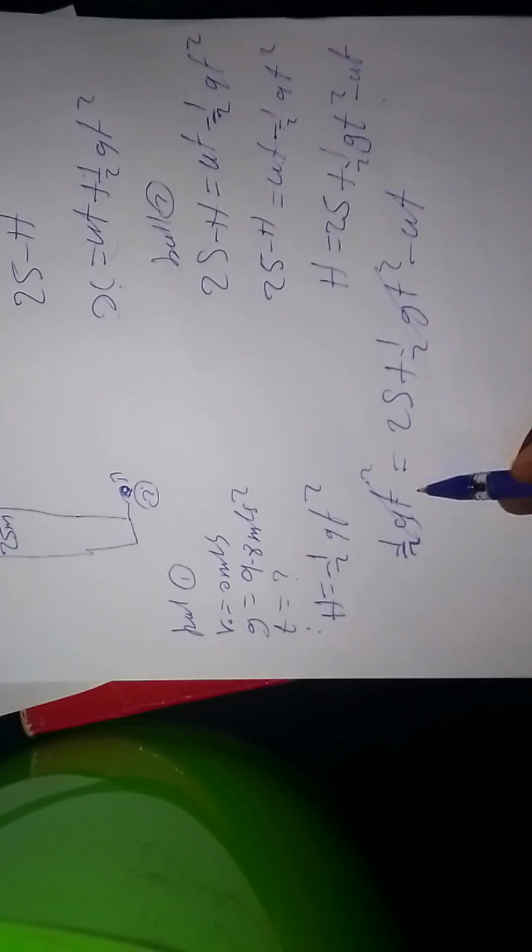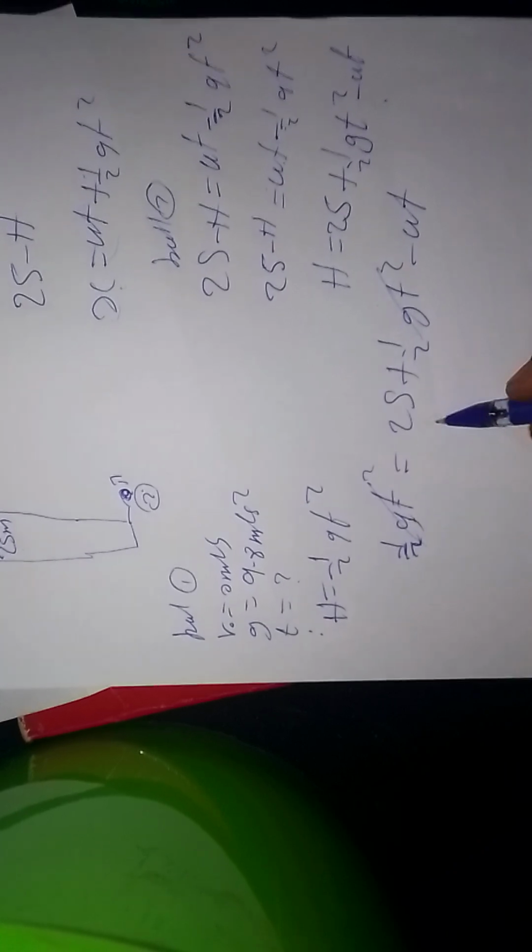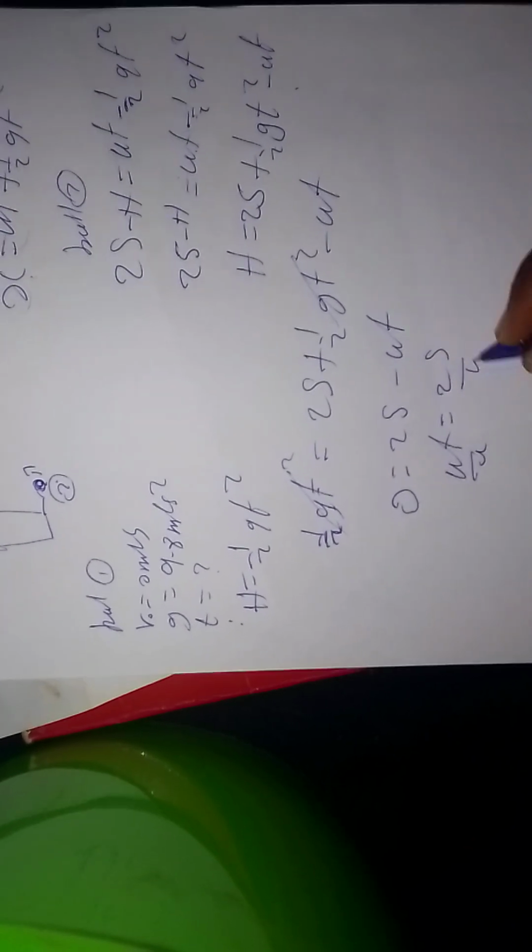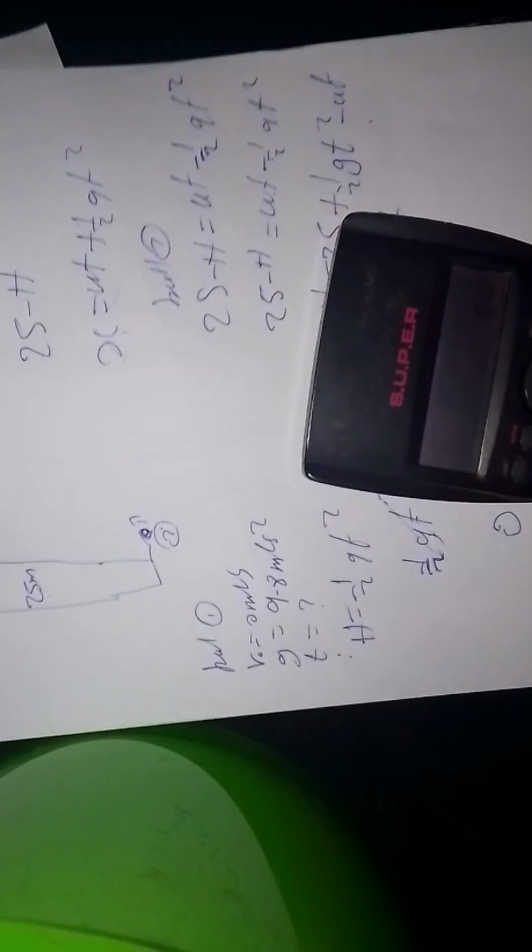Time is the same and acceleration due to gravity is the same, so the one half g t squared terms go, and we remain with 0 equal to 25 minus u t. Then u t is equal to 25, so t is equal to 25 over u. The initial velocity is 20, so 25 divided by 20 gives me 1.25 seconds.